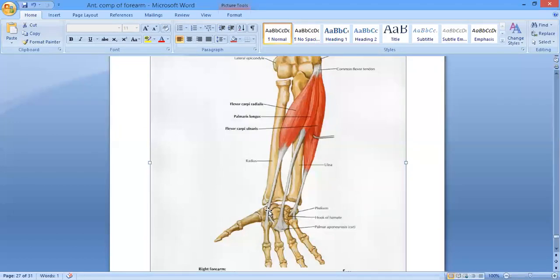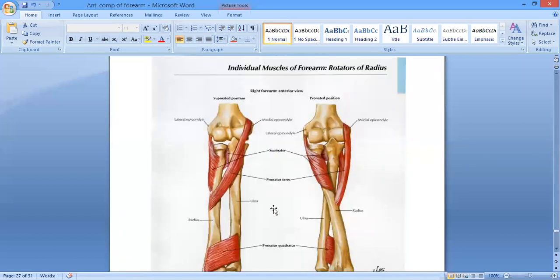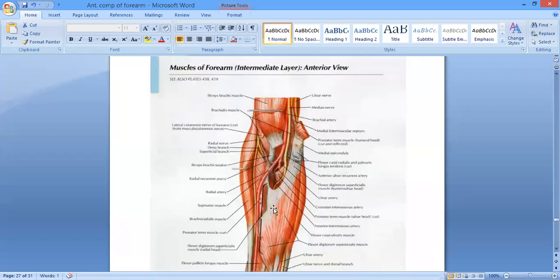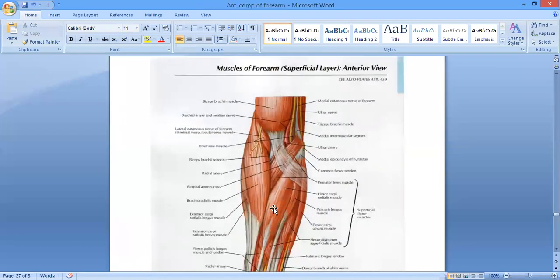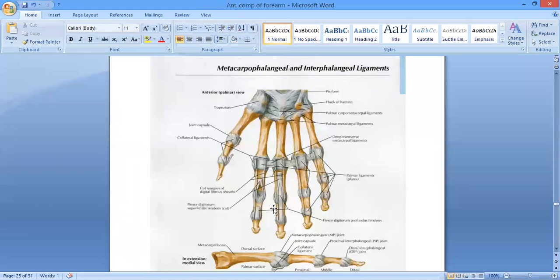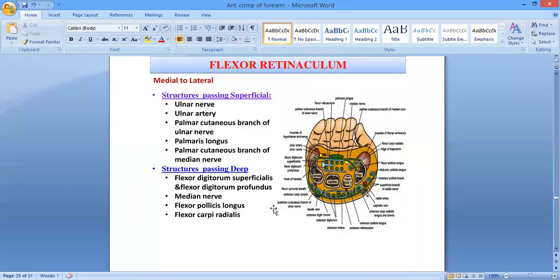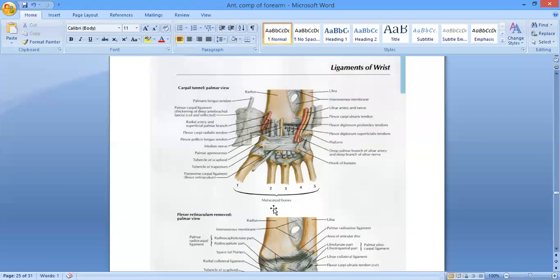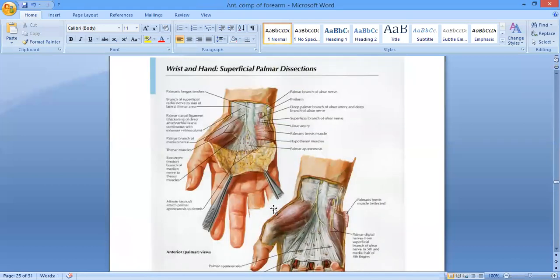Which retinaculum was here? Let me show you. Here you go. So it is going to be inserted. You see, here you see the palmaris longus tendon. It is going to be inserted in the flexor retinaculum or at the apex of this palmar aponeurosis.